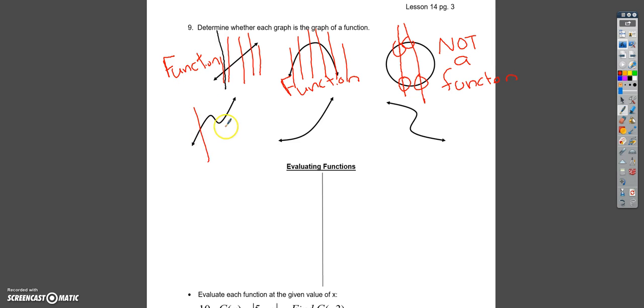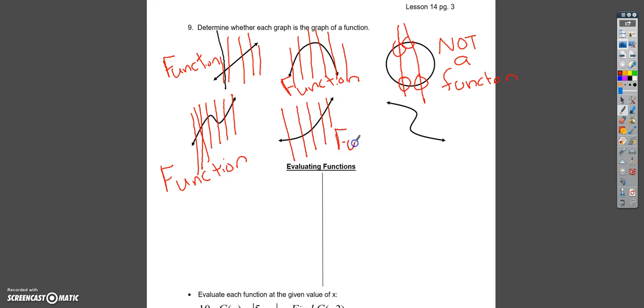Vertical line, sorry, it's hard to write on this board. Vertical line, vertical line, vertical line. It's only crossing once, so this is a function. This one. So this is a function. Here, it looks like it is here, but when we get to right here, it crosses 3 times. So this one is not a function.